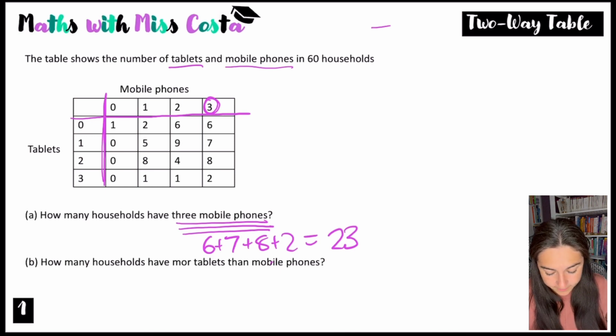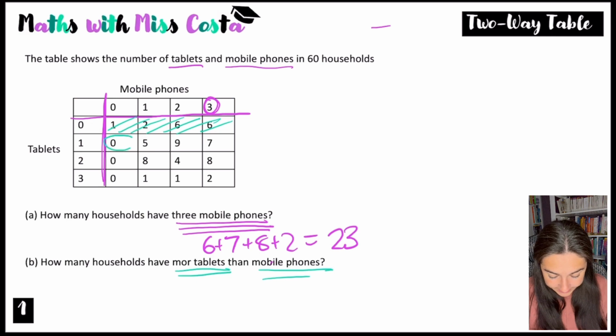If I have 1 mobile phone and 0 tablets, I have more mobile phones than tablets. If I have 2 mobile phones and 0 tablets, I have more mobile phones. So all of that has to be crossed out. How many more tablets than mobile phones? If I have 1 tablet and no mobile phones, that's more tablets than mobile phones, right? If I have 1 tablet and 1 mobile phone, that's not more. If I have 1 tablet and 2 mobile phones, that's not more again. So I cross all of that out.